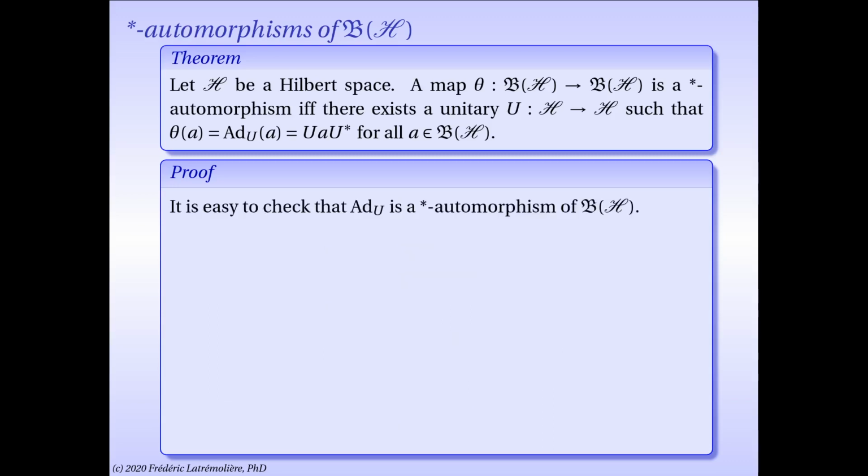And the converse is immediate. If I give you a unitary U, you can simply check that the map defined by adjoint of U, as in the theorem, is indeed a star automorphism. That's very, very easy. So we have a complete description of the star automorphisms of the bounded operators on the Hilbert space in terms of unitaries, which gives us another reason to believe that unitaries are the right choice of isomorphism for our category of Hilbert spaces.